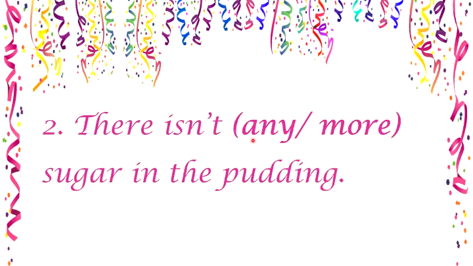Next we have there isn't any or more sugar in the pudding. Now the best way is to try and read your sentences with both the options and then see which one sounds more appropriate. More appropriate means more suitable. So there isn't any sugar in the pudding. There isn't more sugar in the pudding. What should you say? Yes, I'm sure you must have got it. We should say there isn't any sugar in the pudding. Right? We cannot say there isn't more sugar. Okay. So the answer is any.